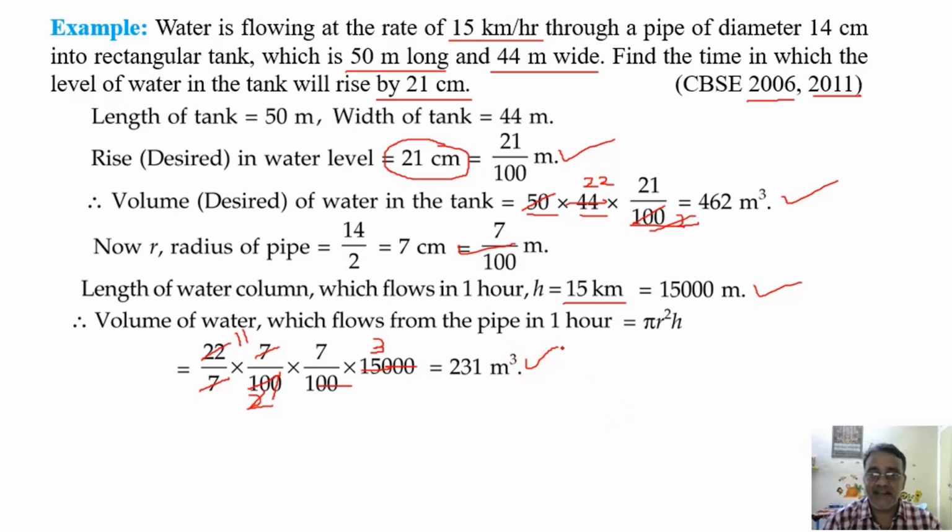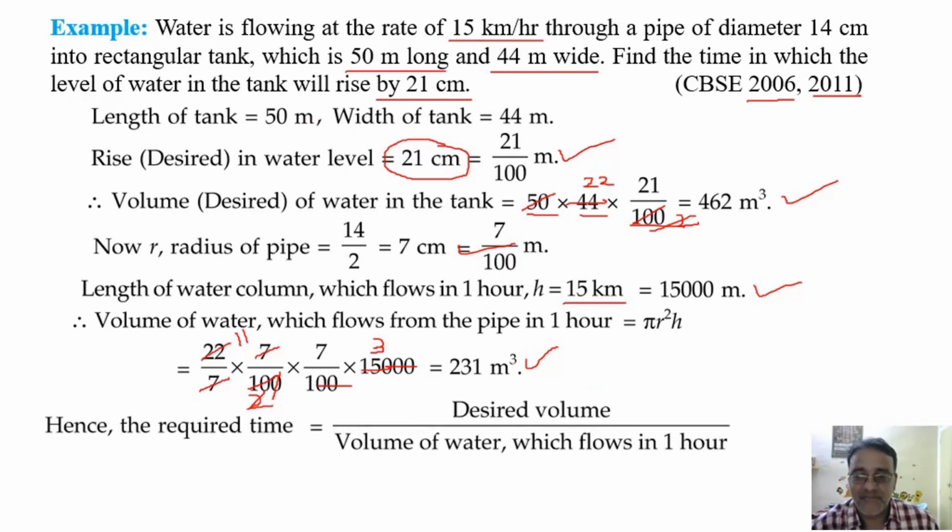Now the time taken is equal to the volume of water in the tank divided by the volume of water that flows from the pipe in 1 hour. That is 462 upon 231. We'll get 2 hours. Any doubt?